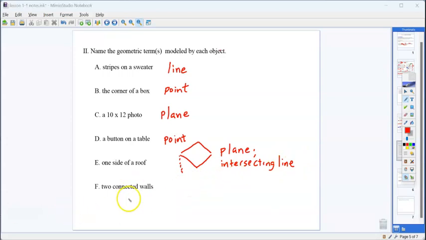In letter F, we have two connected walls. So two walls that are connected, that's like two different planes that intersect in a line. So we'll call that intersecting.